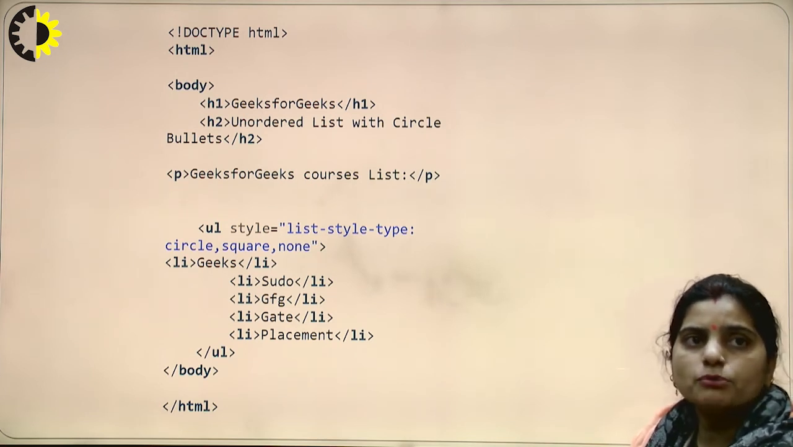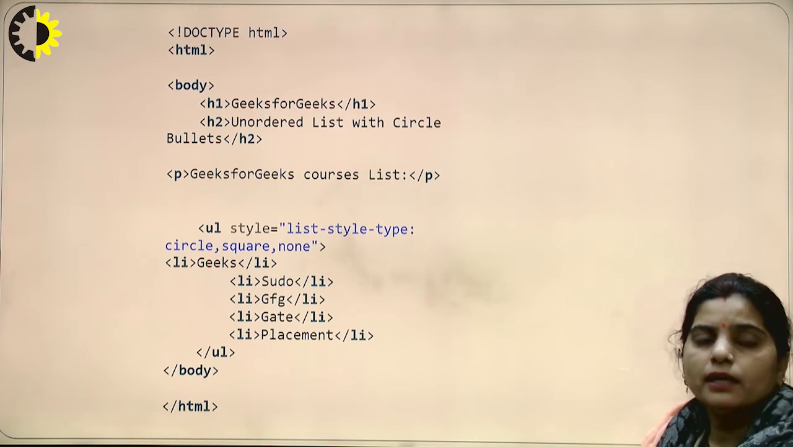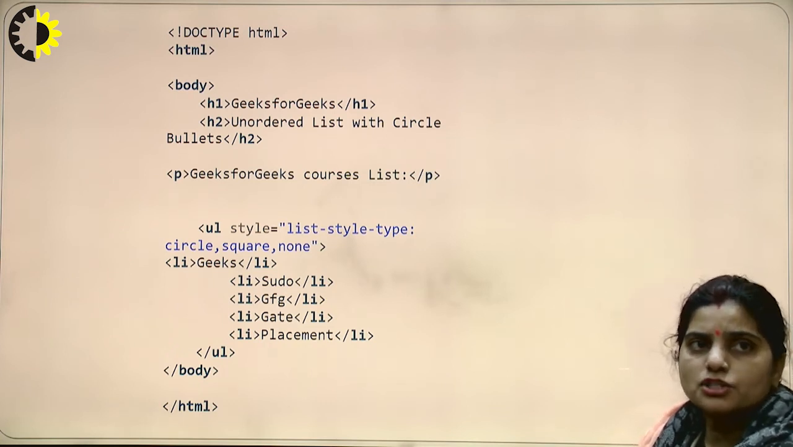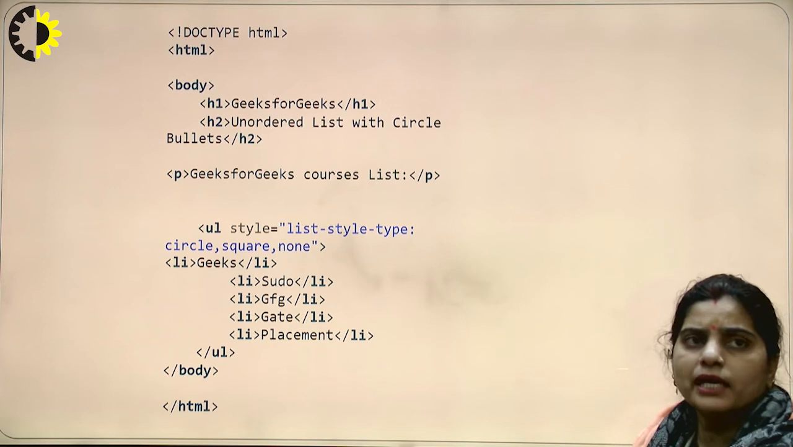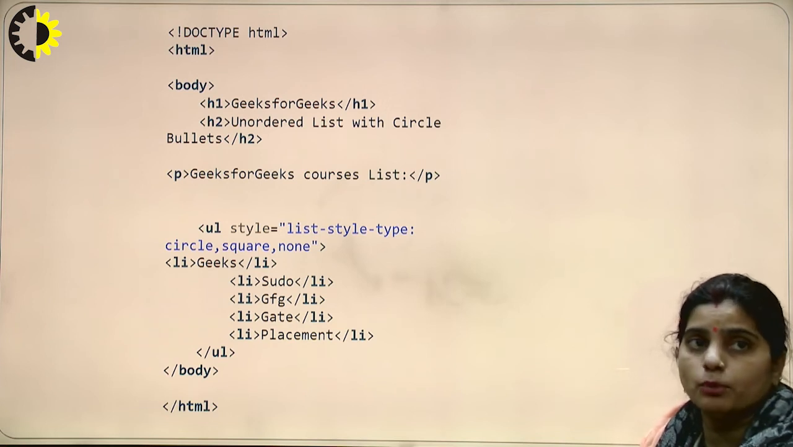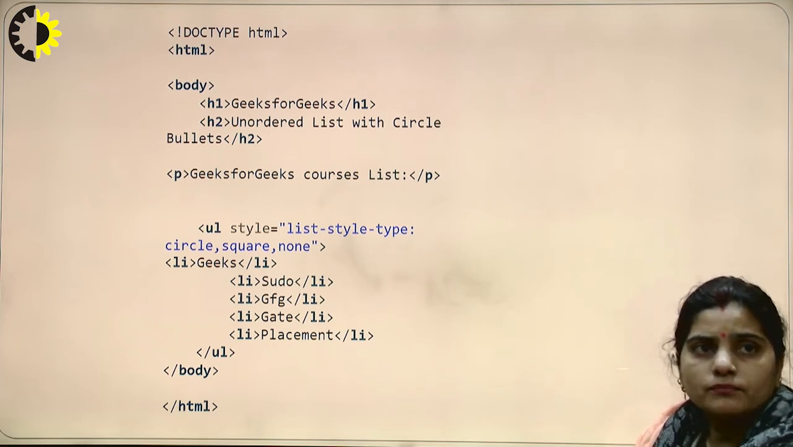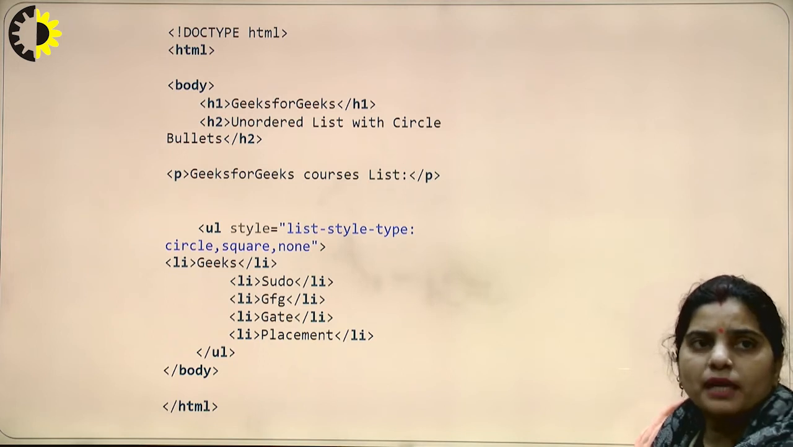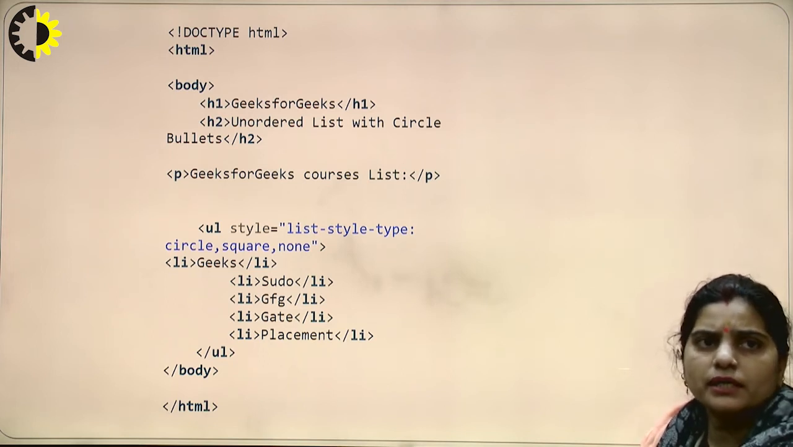Inside the body tag, we are using the H1 tag, meaning heading 1, "Geeks for Geeks", and then the H2 tag. In this, we put the heading, just like an unordered list with circle bullets. After that, we put the paragraph tag in which we write the course list.